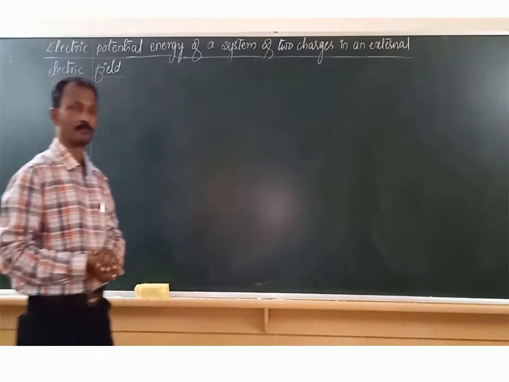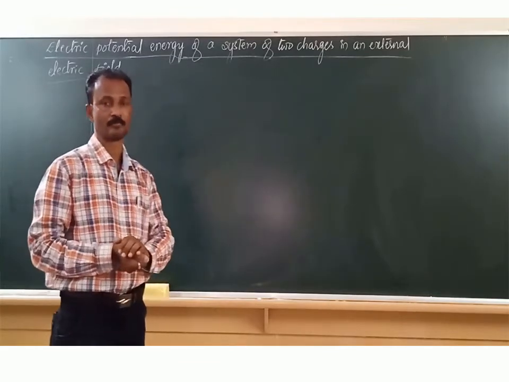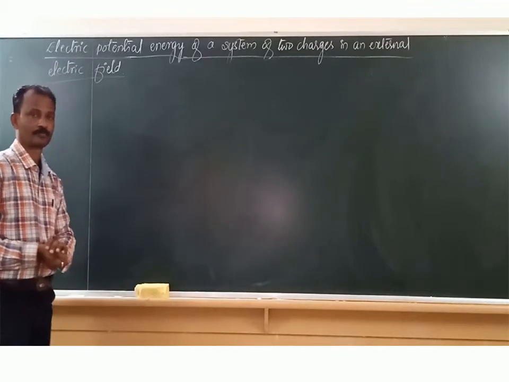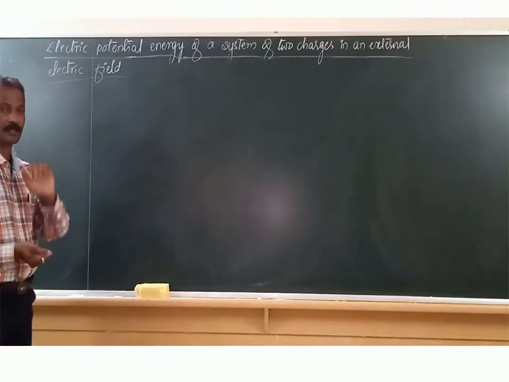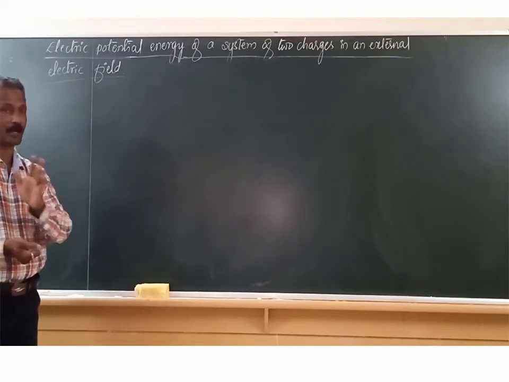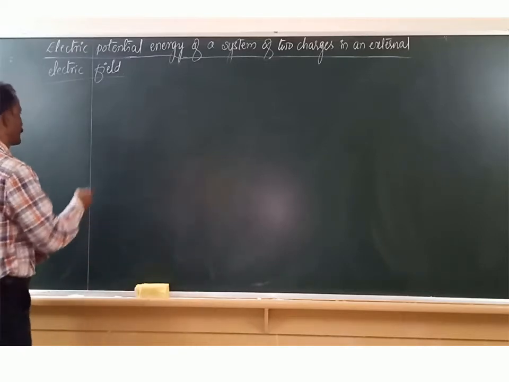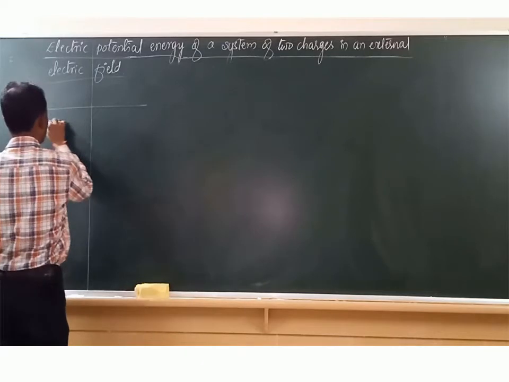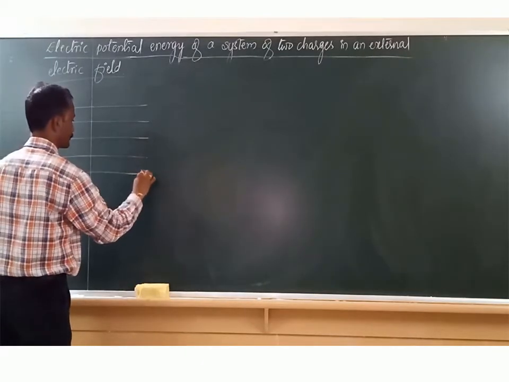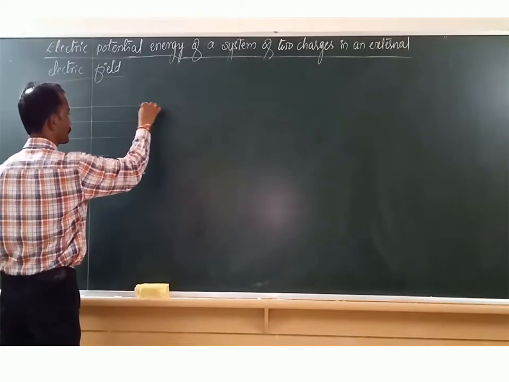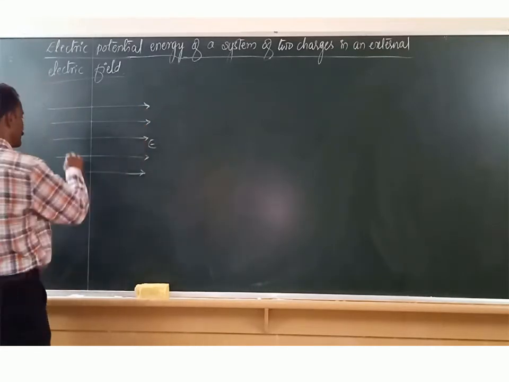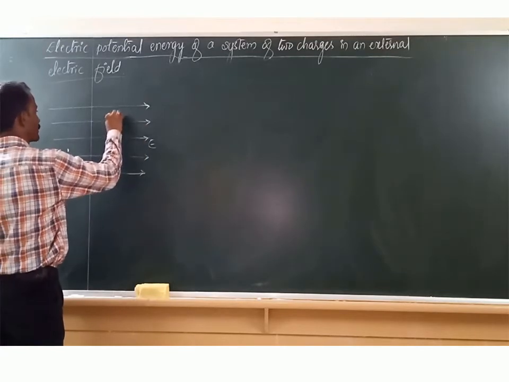Let V1 and V2 be the potentials at the two points in an external electric field, separated by distance r12. Here an external electric field is there. Here consider two points.